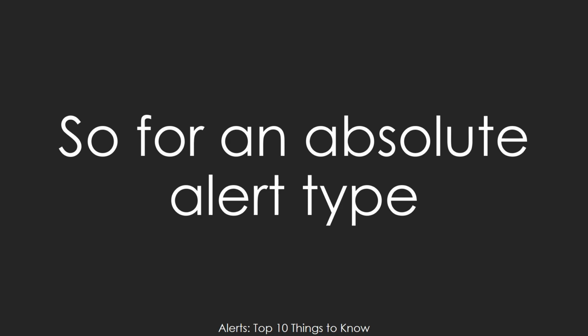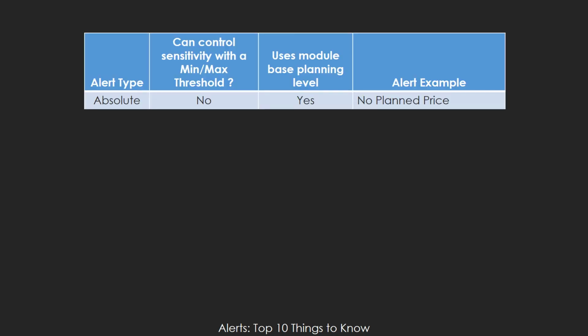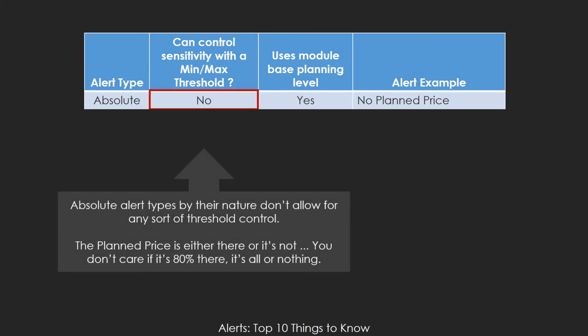So for an absolute alert type, absolute alert types by their nature don't allow for any sort of threshold control. The planned price is either there or it's not. You don't care if it's 80% there, it's all or nothing.